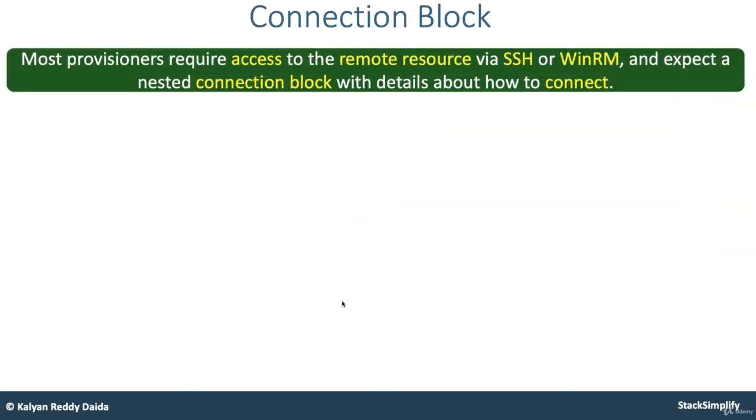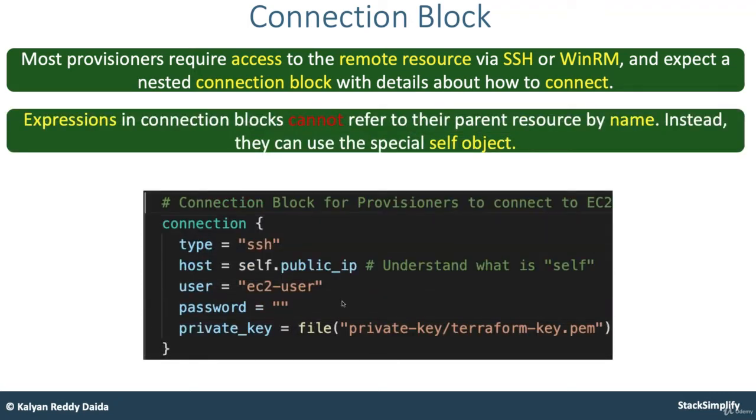Before going into these provisioners, we also need to understand something called the connection block. Most provisioners require access to the remote resource via SSH or WinRM connections and expect a nested connection block with details about how to connect. If you want to connect via SSH, or to Windows machines using WinRM, then in the resource where you plan to use the provisioners, you need to define a connection block.